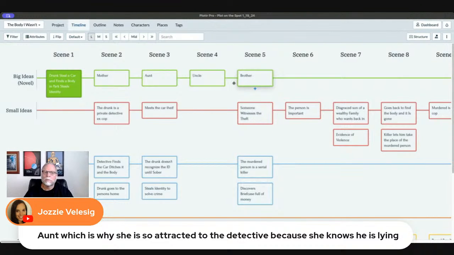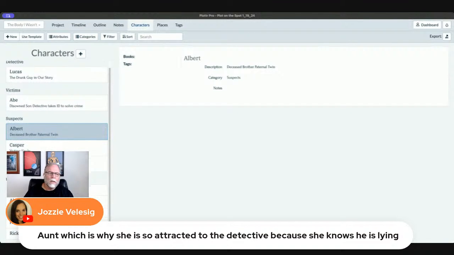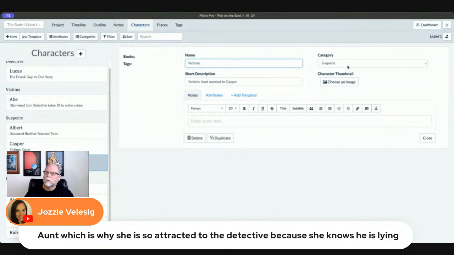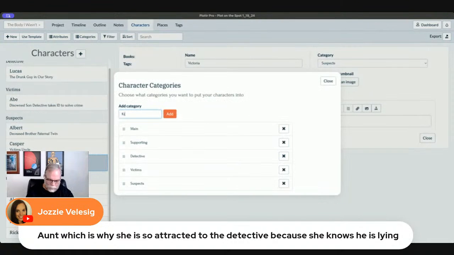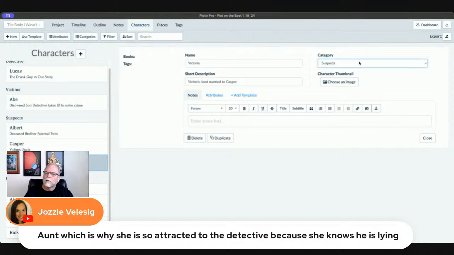Next thing we know, we'll be asking you which weapon. So let's say that the killers are the aunt and the brother. Okay, so we're going to say the aunt, and we're going to change her from a suspect, and we'll create a category for the actual killers. Okay. All right. Victoria is going to be a killer, and the brother is going to be a killer. And we can add these others.